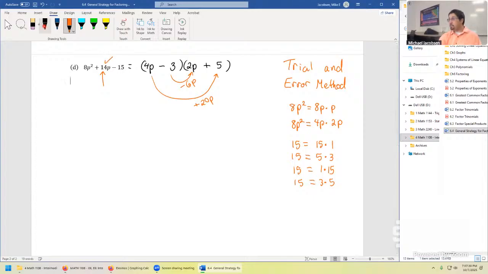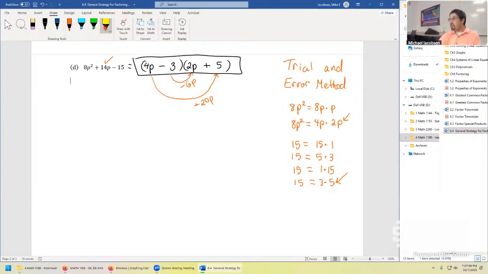That nails the middle term, which tells us the trial and error is over. This is the one and only way we can factor 8p squared plus 14p minus 15. So the trial and error method can be a beast sometimes, but it turns out this is the option that got us there, once we went with the factoring of 8p squared as 4p times 2p.